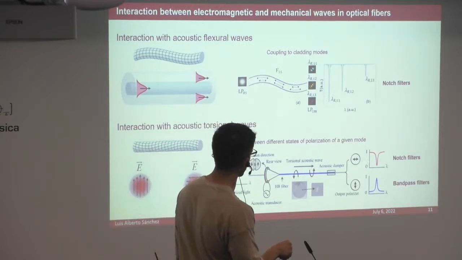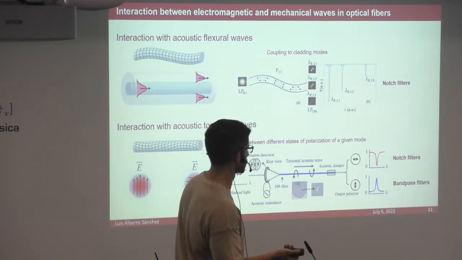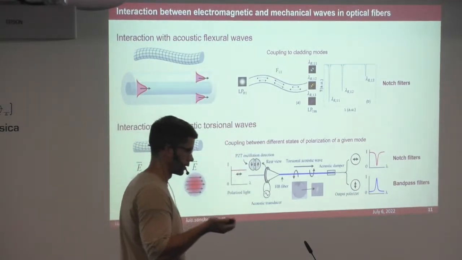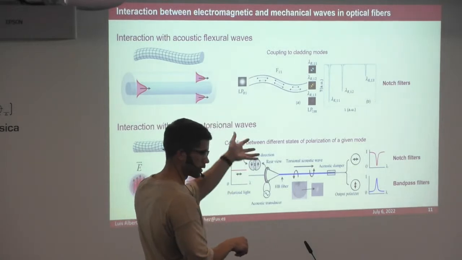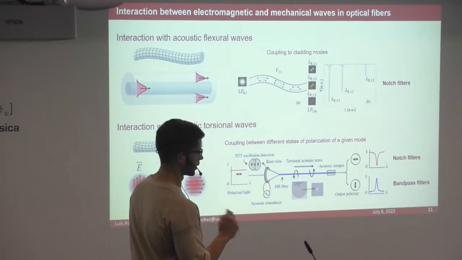If you put a polarizer at the output, depending on the orientation of the polarizer, you will have a notch filter, like in this case, but also a bandpass filter. Let's say that instead of rejecting a wavelength, now you only want to have one wavelength. Then you can just turn the polarizer to another position, and you pass from a notch filter to a bandpass filter.